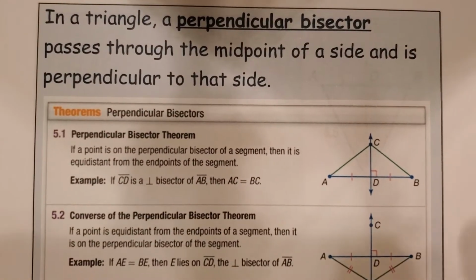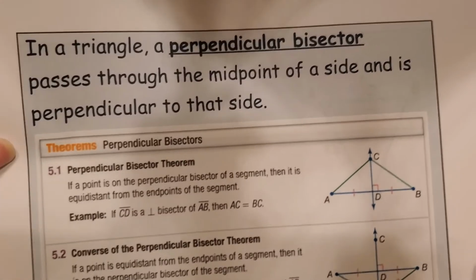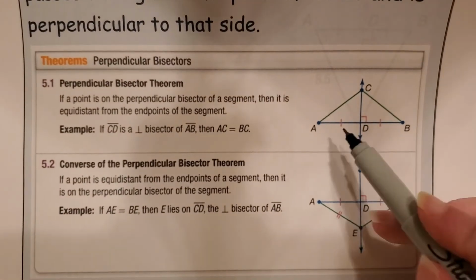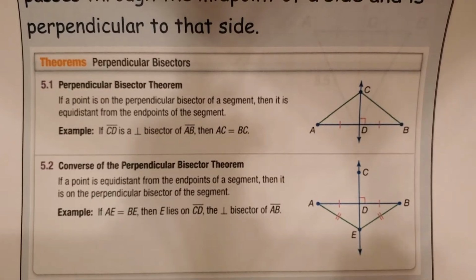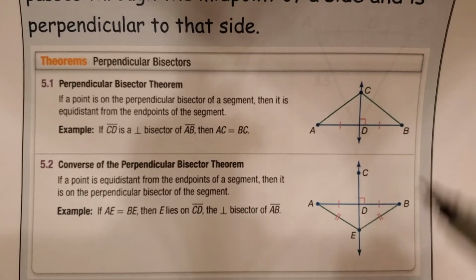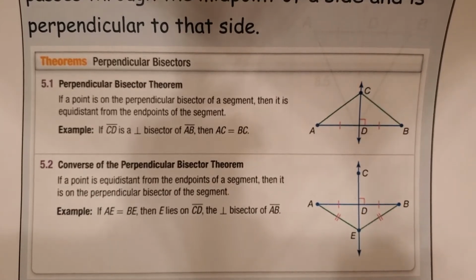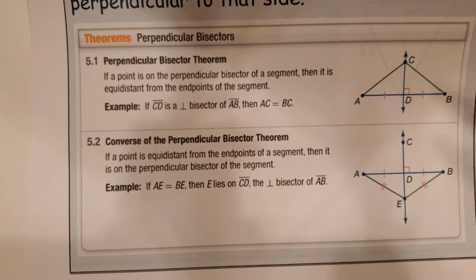So I think we have an idea of what a perpendicular bisector is in general. Talking about perpendicular bisectors in terms of sides of triangles is pretty self-explanatory. A perpendicular bisector passes through the midpoint of a side and is perpendicular to that side. So in triangle ABC, CD is the perpendicular bisector of side AB, because D is your midpoint, and CD is perpendicular to AB.